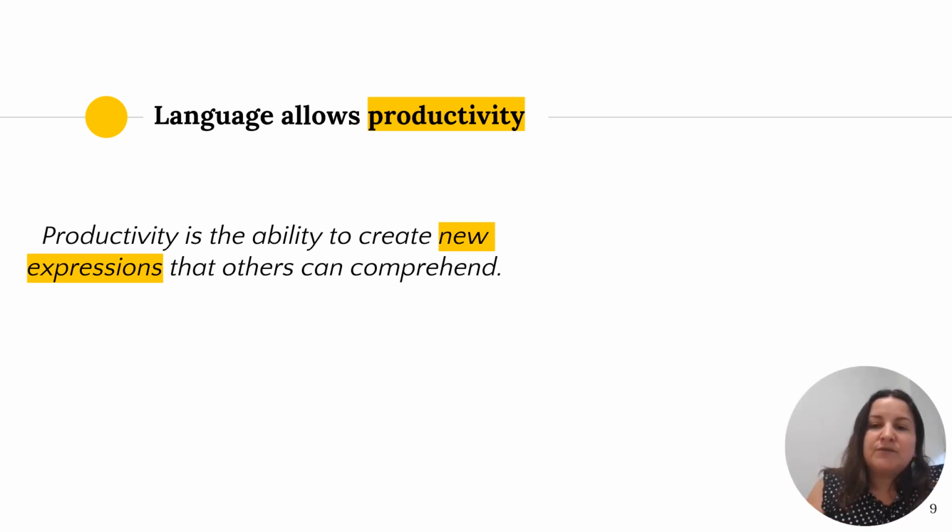Language also allows for something that we call productivity. Now, productivity is the ability to create new expressions that other people can comprehend. As humans, we don't just repeat the same words that other people have told us in the same order. As long as we follow certain rules of language use, we can mix them and create new expressions, say something different. For example, if I tell you, tomorrow I am going to eat a hot dog while swimming at the pool in Sagrado, this is a sentence I have never in my life said before, right? I produced a new sentence because my human language allows me to do so.